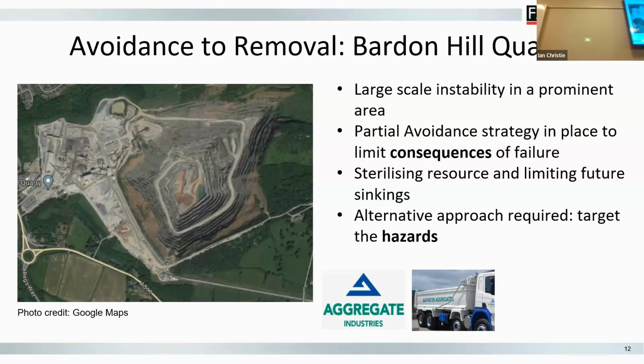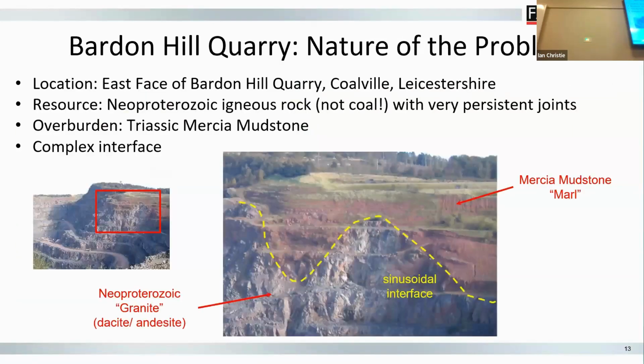Even if you're not in the quarrying industry, I'm pretty sure a lot of people will know the name Bardon, as it's written on the side of a lot of the lorries there. So where are we at Bardon Hill? We are in Coalville in Leicestershire, but the name is a bit of a misnomer as there's not actually any coal there. It's a Neoproterozoic or Precambrian igneous rock, and it's got some really, really persistent joints in it. And then the overburden in the quarry is Mercia mudstone, the Triassic age.